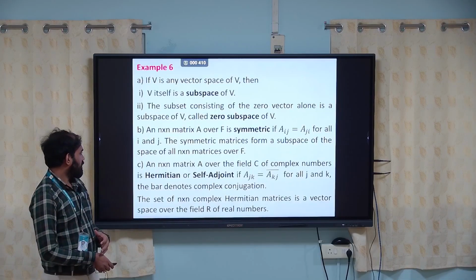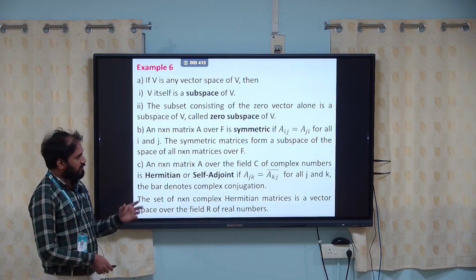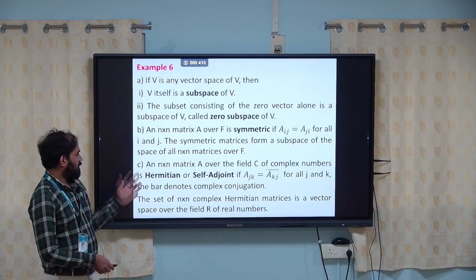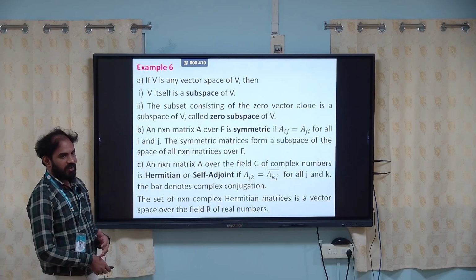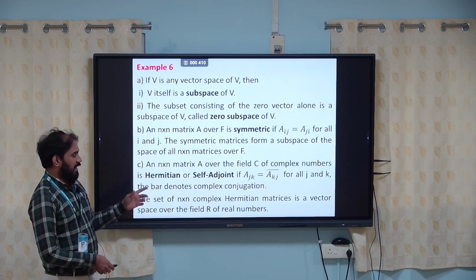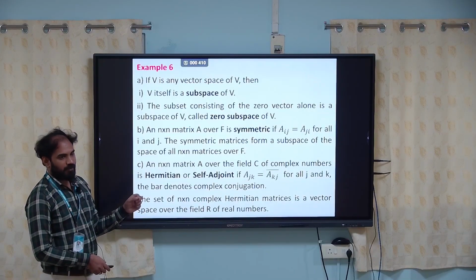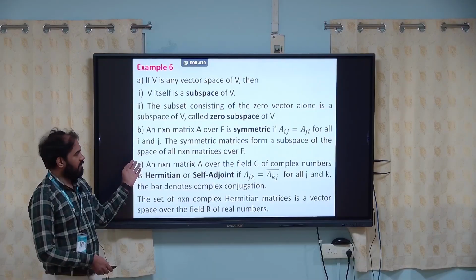Third one: an n cross n matrix A over F is symmetric. This means that the collection of symmetric matrices forms a subspace of the collection of n cross n matrices. Here I am considering the vector space as the set of all n cross n matrices, and I am only collecting the symmetric matrices as a subspace of the vector space.